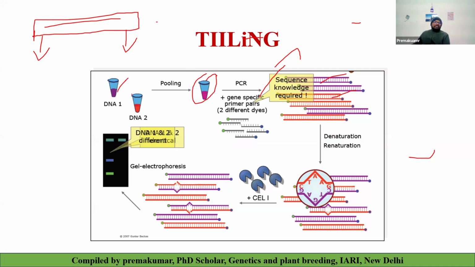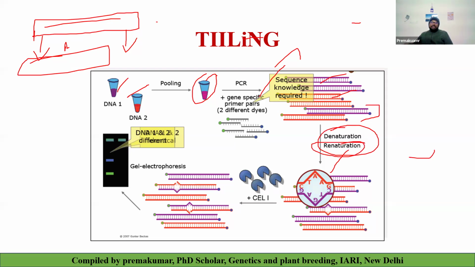When we are pooling, the DNAs are from different individuals, so some mutants will be there. You denature this PCR product, then again you renature it. While renaturing, what will happen? If there is any mismatch, say T should be there but G is there, or some other mismatch here, there will be formation of heteroduplex.